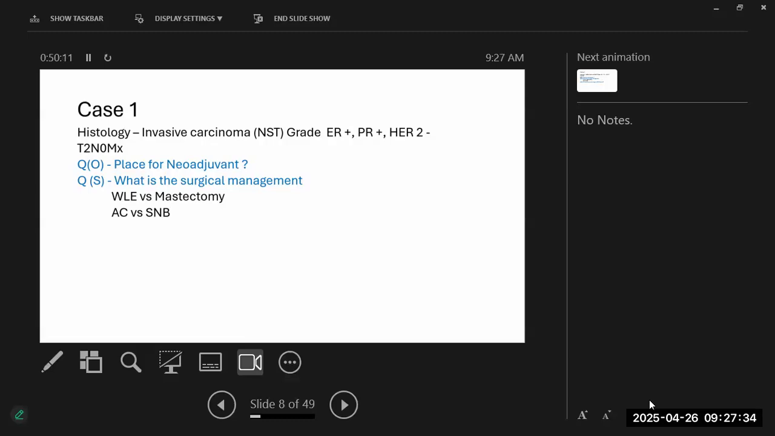But I don't see any patients dying of local recurrence. What they get is distant metastasis, and the distant metastasis rate is not at all related to mastectomy or wide local excision. So that information we have to convey correctly.